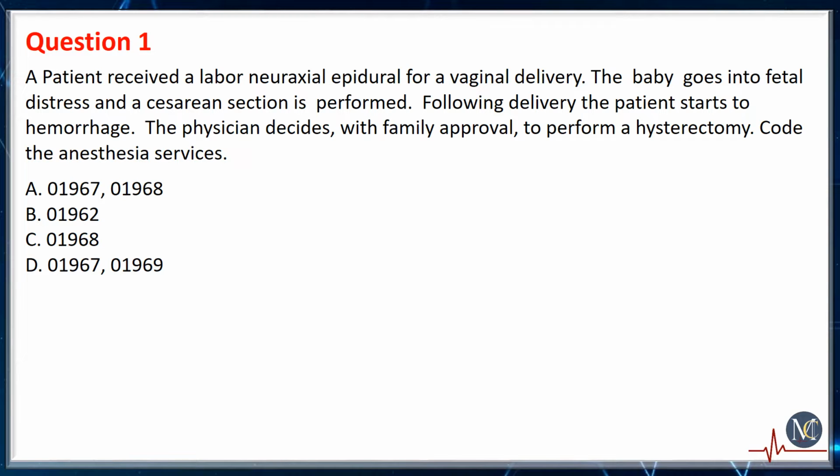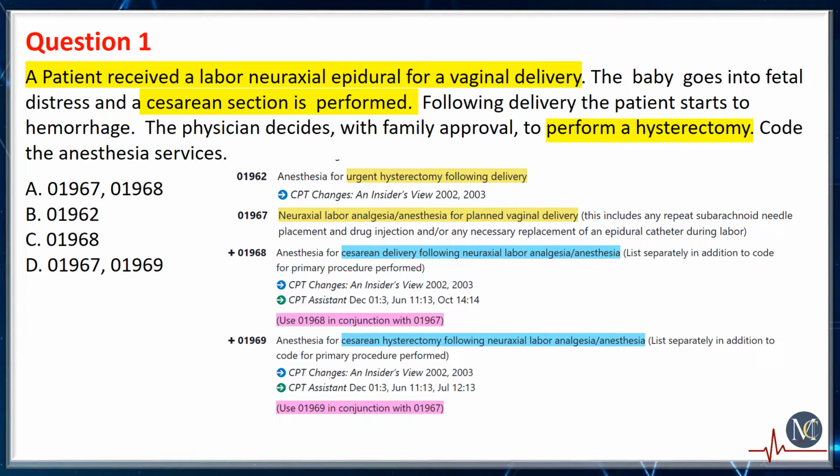Option B with service code 01962. Option C with service code 01968. And option D with service code 01967 along with add-on code 01969. We will eliminate the options on the basis of the correct service code.